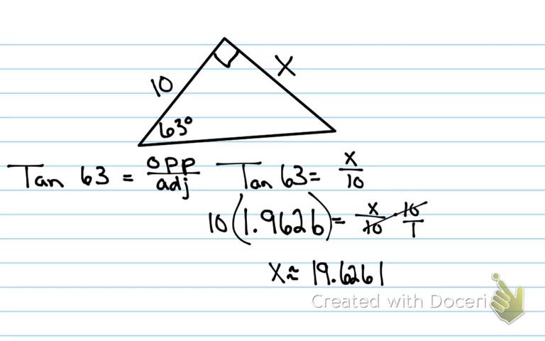So go ahead and do that. X is approximately what when you round it to the nearest tenth? Tenth is the first decimal place, so it's going to be 19.6. Okay? So what's it saying? It's saying that in a tangent situation, if the angle measure is 63 degrees, I can tell the length of this side without actually measuring it. So we can use trig ratios to find side lengths without actually physically measuring it.